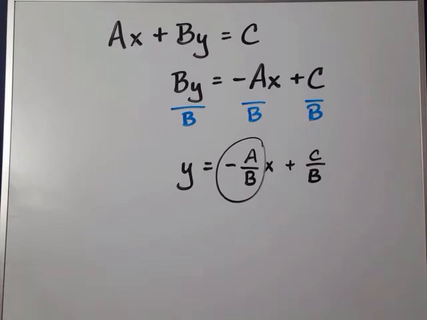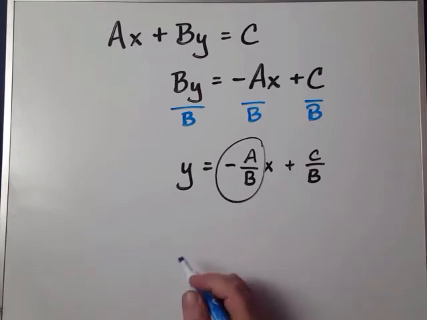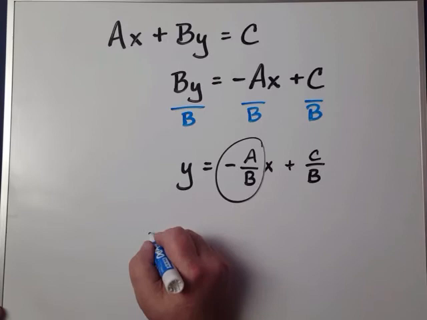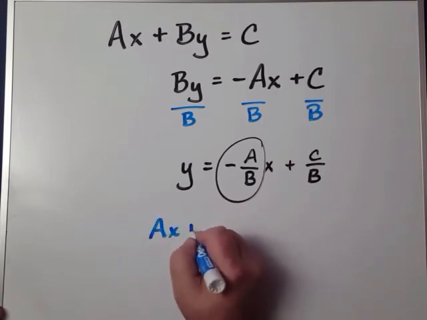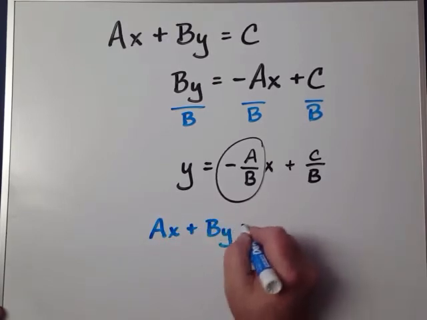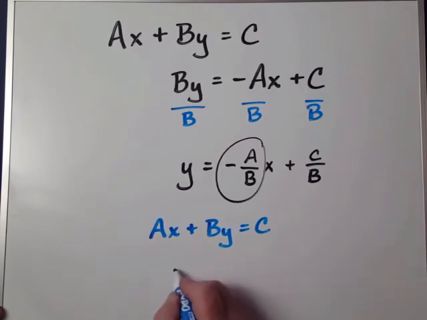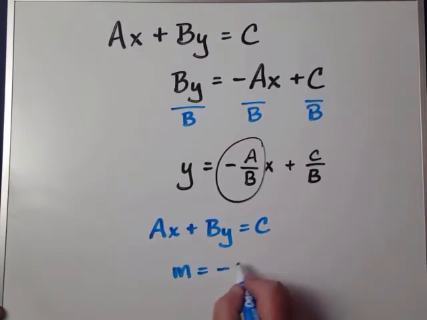I'm going to give you a blue box. If your equation is in standard form, then the slope of that line is negative a over b.